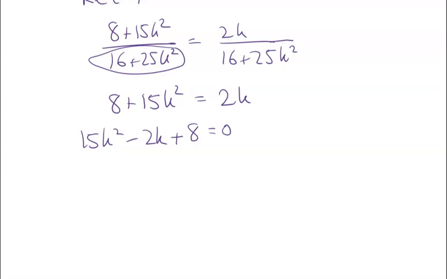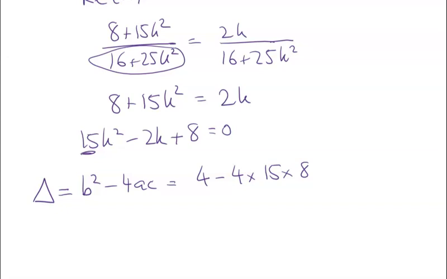Now we could just solve it, or we could just show that there are no solutions by using the discriminant. So that's what I did. So the discriminant is b squared minus 4ac, which is 4 minus 4 times 15 times 8, 4 times a times c, which gives me a massive discriminant of negative 476, which is negative. Therefore, no real roots exist.